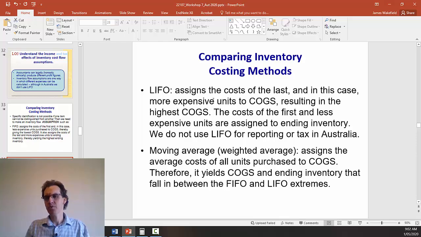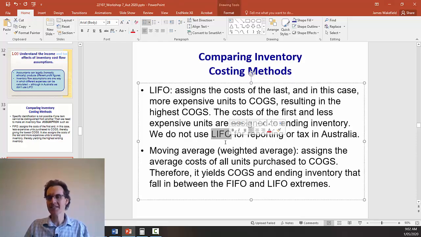And this method was used to minimize taxes, particularly where we had high levels of inflation. So for example, if we look in Australia in the 1970s, there were exceptionally high levels of inflation, which means the last units in could have been significantly more costly than the first units. Some entities opportunistically used the last in, first out method for tax purposes to expense and say they've sold the last units in out first, to therefore minimize the profit they were reporting for tax purposes and therefore minimize the tax they were paying.